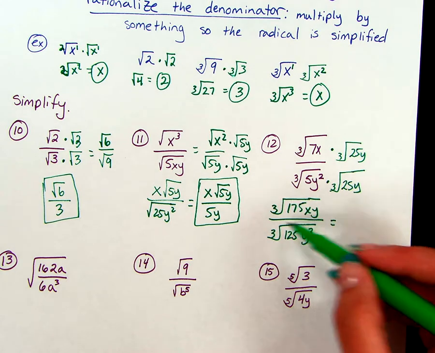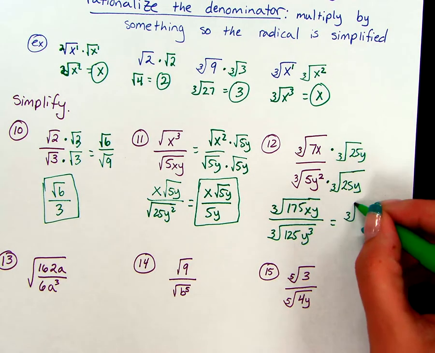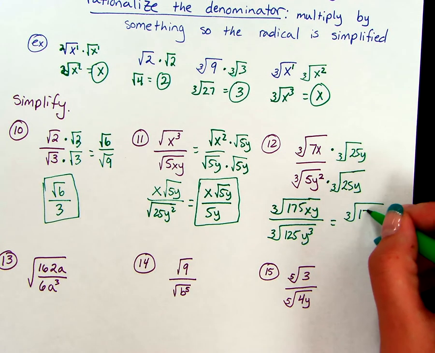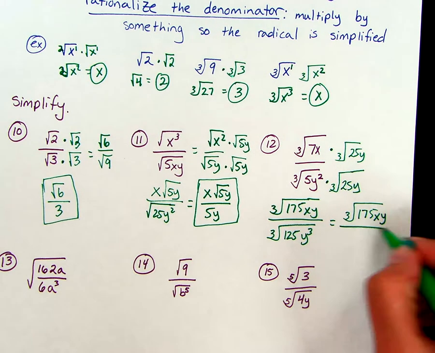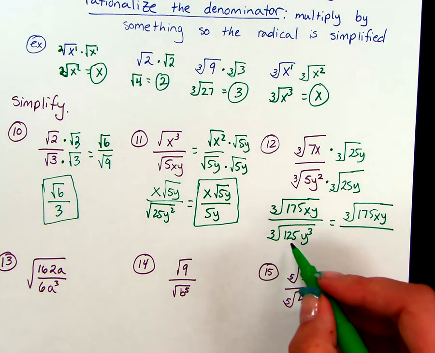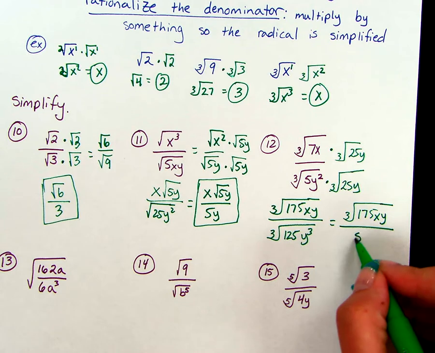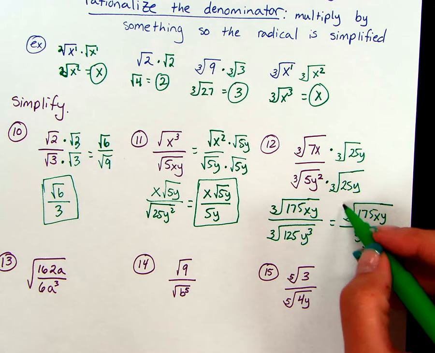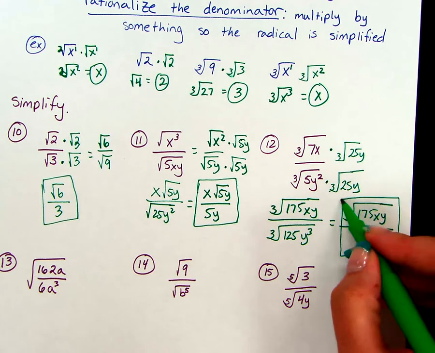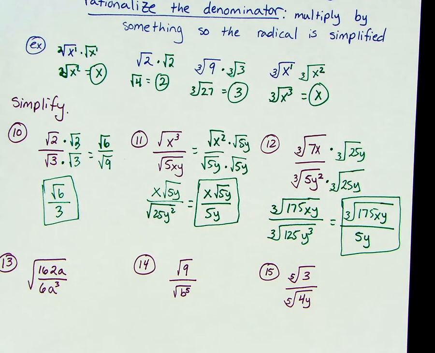So a perfect cube does not divide into 175, so the numerator is going to stay the same. So the cubed root of 175 xy divided by cubed root of 125 is 5, and then 3 divided by 3 is 1. So we'll have y to the first. So this is our final simplified answer.